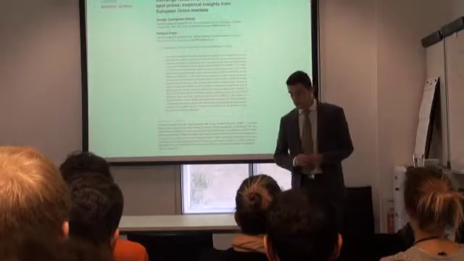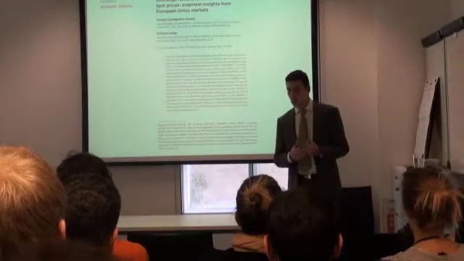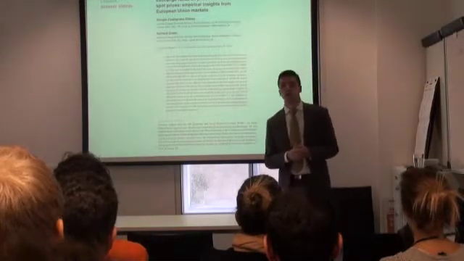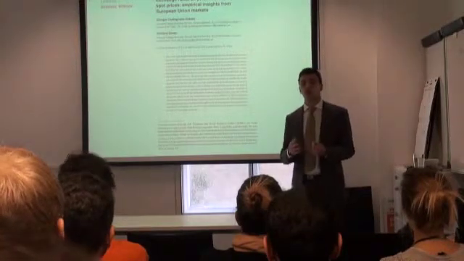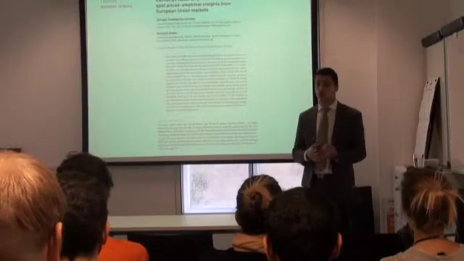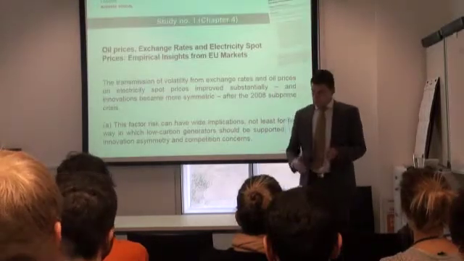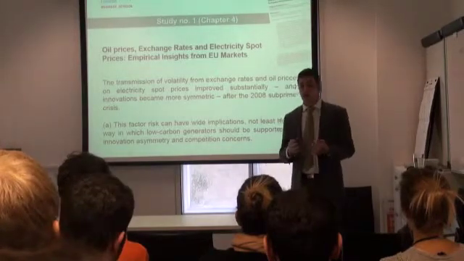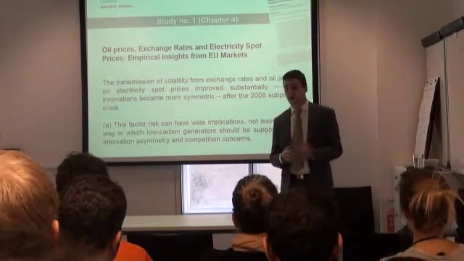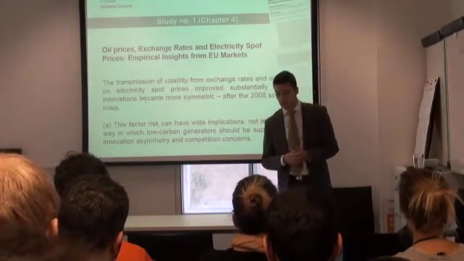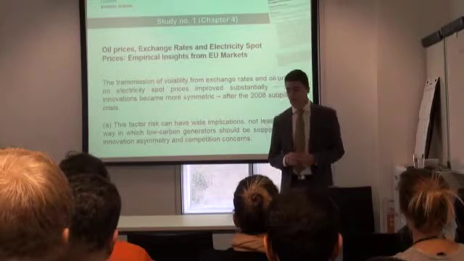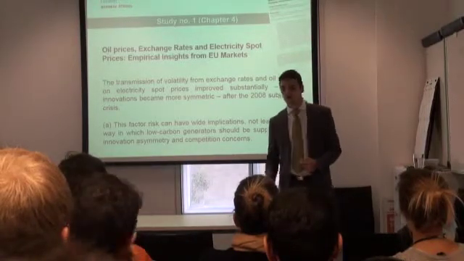So this is my first research paper. It was published in 2014 in the Journal of Energy Markets, and here I mainly ask what is the effect on electricity price volatility of changes in the volatility of oil prices and exchange rates against the US dollar, because oil prices are denominated in US dollars. Here I find that there is a large transmission of volatility from exchange rates and oil prices to electricity spot prices, and that this volatility increased very much after the 2008 financial crisis. In addition, the innovations coming from oil prices and exchange rates, their effect on electricity price volatility have become more symmetric after the financial crisis.